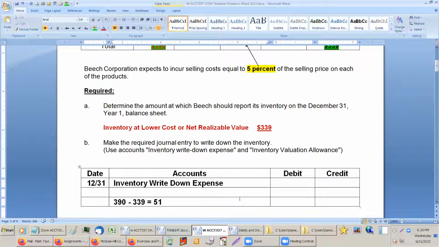Kind of like a loss. I'm going to put expense here because they have them here. Okay, so this is expense. They tell us to use the inventory valuation allowance.